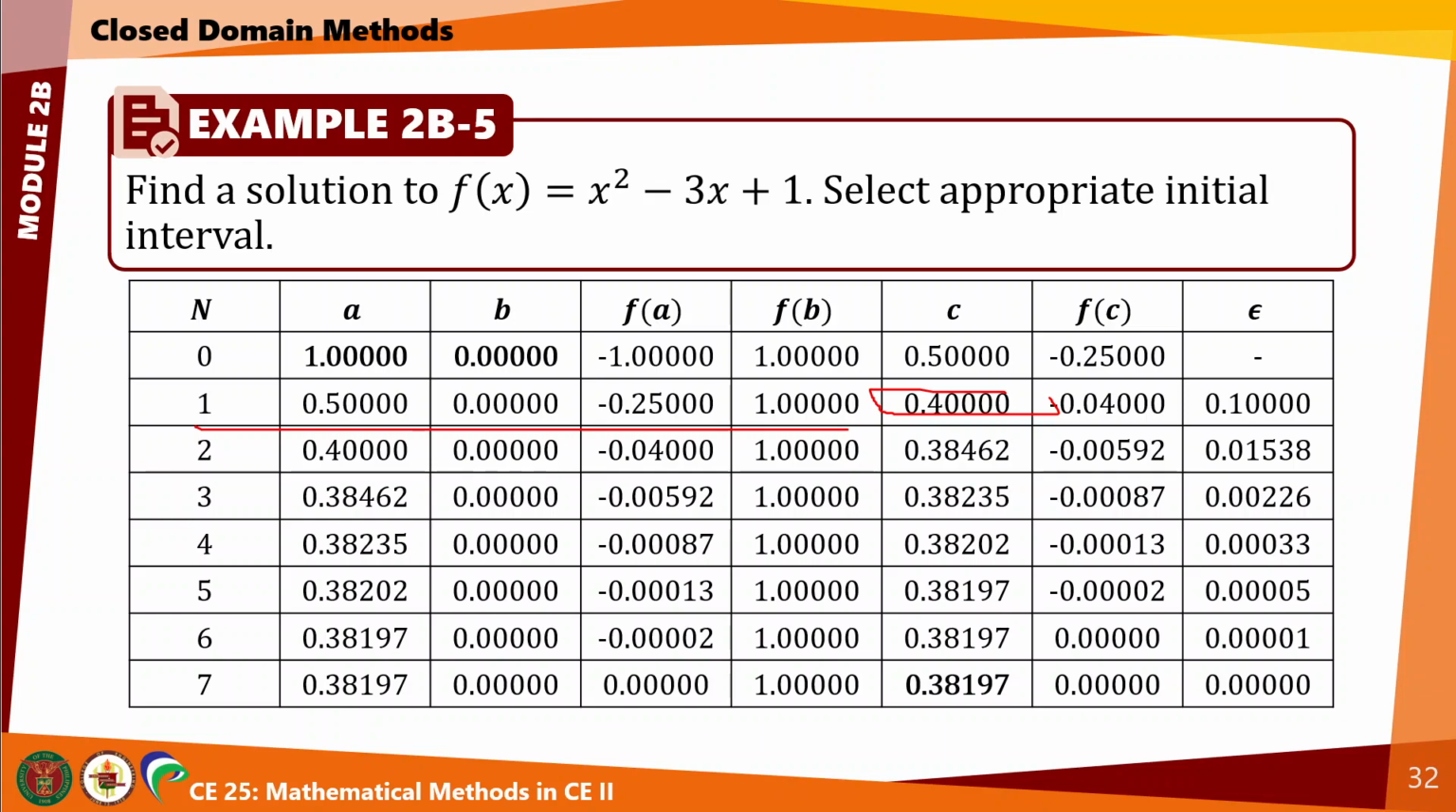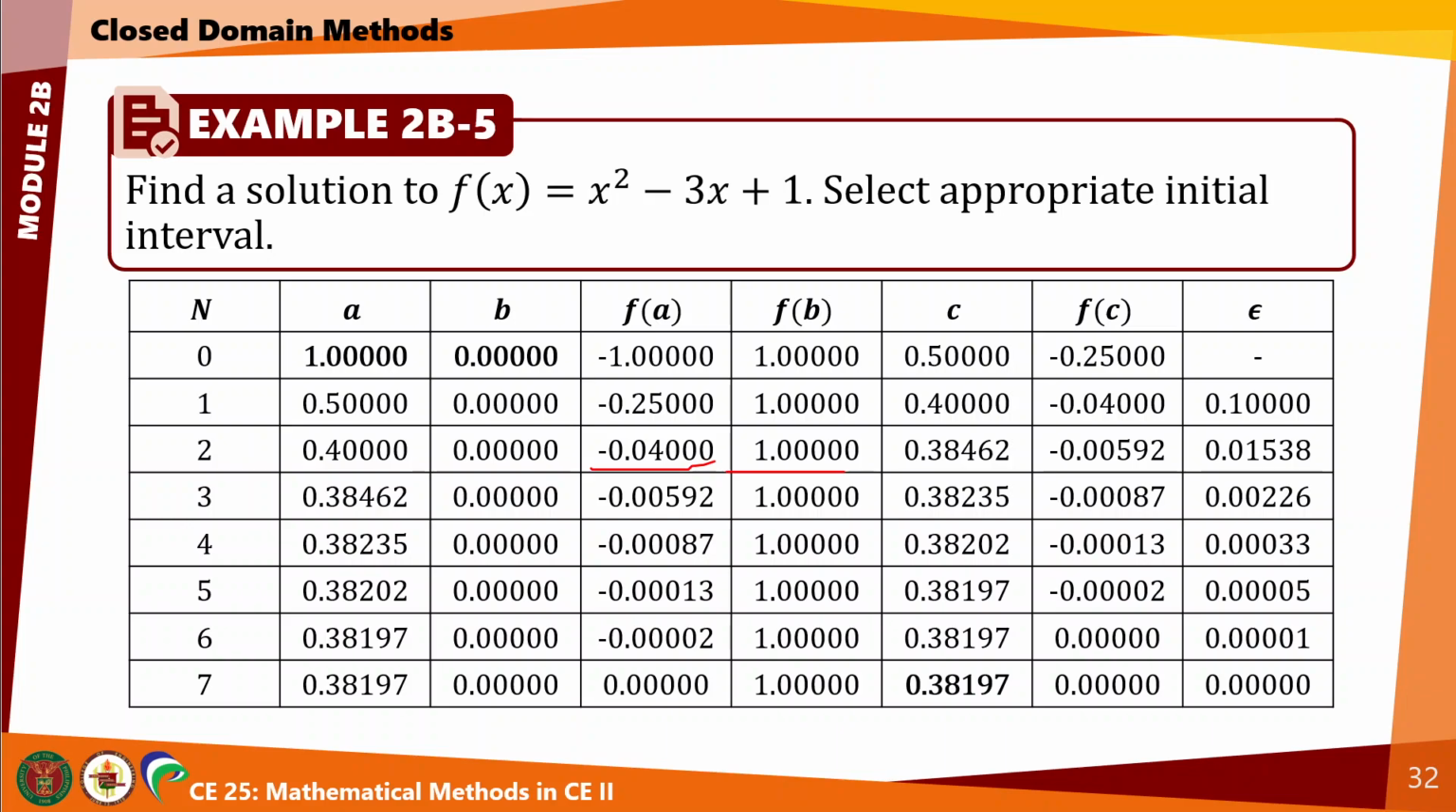Okay, and then substitute 0.4 dito sa equation natin, sa function natin, you should get negative 0.4. Again, since negative ito, ang i-retain natin between these two is ito, positive. So si 0, 0 pa rin. Pero si 0.5 becomes 0.4 na yung regular falsi point natin na to. Alright? So, and then just repeat the process.